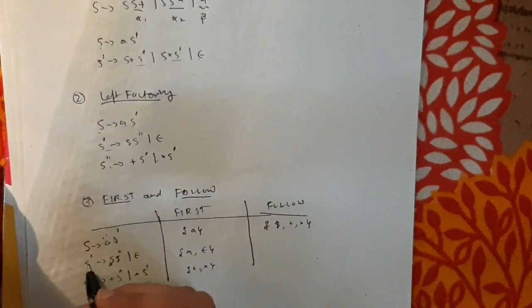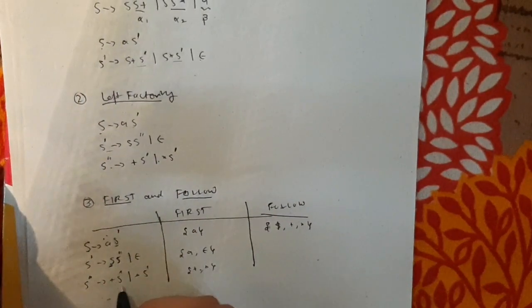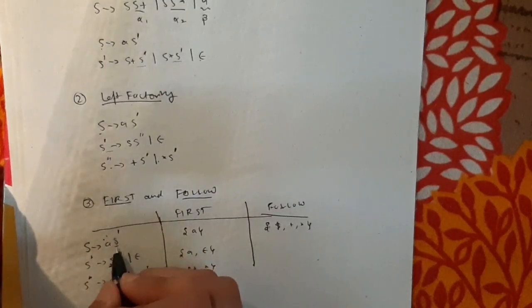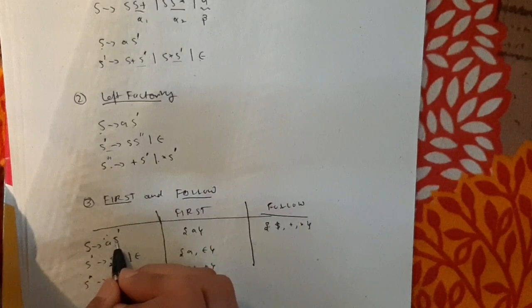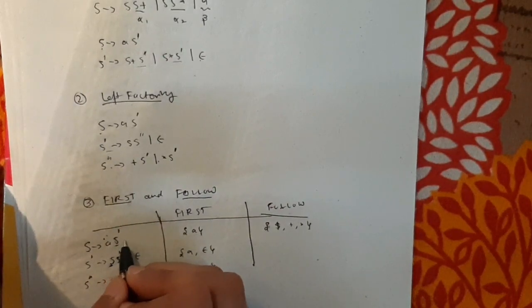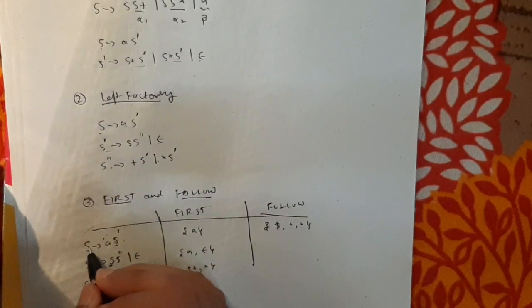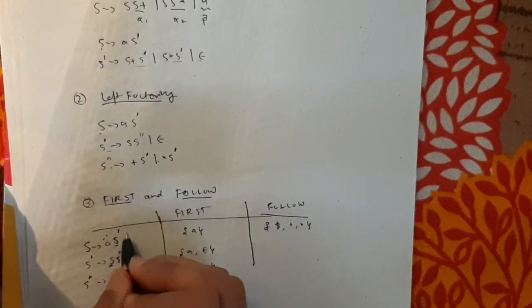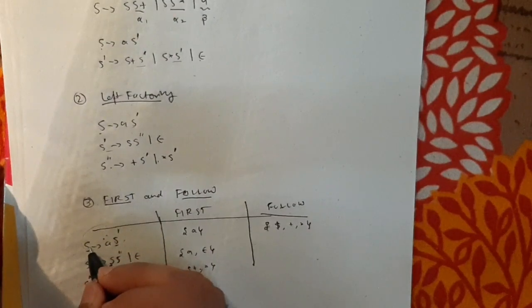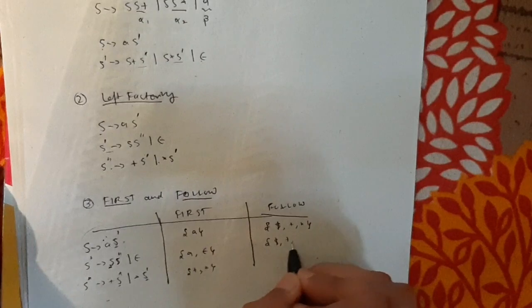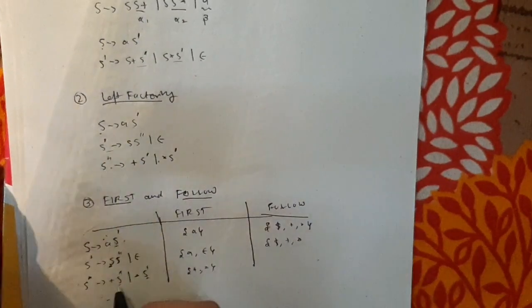S dash. Where can you find S dash? I can find S dash here, here and here. Three places I can find S dash. So I'll start from here. S dash is present here. Then what is the follow of it? Follow of it is an empty space. So if it is an empty space, go back to this one and copy paste this follow. You are following it, right? What is this follow? This follow is this one. Just copy paste it here: dollar plus and star.